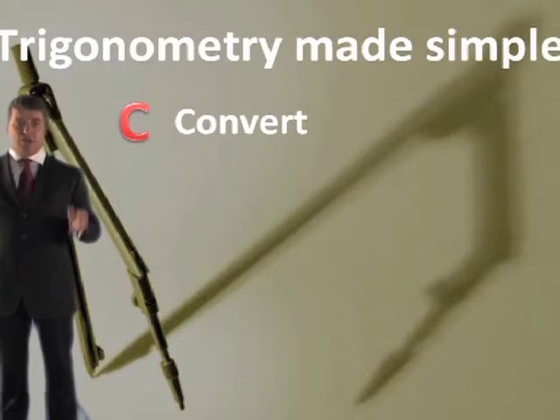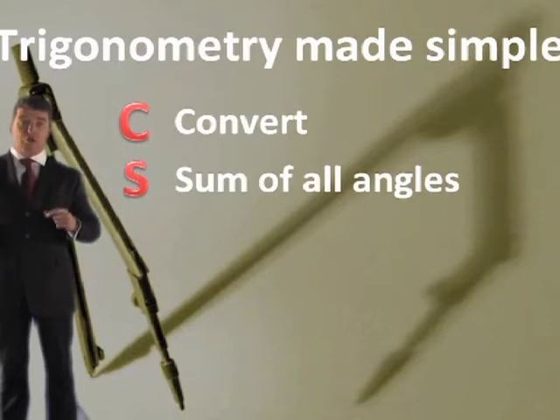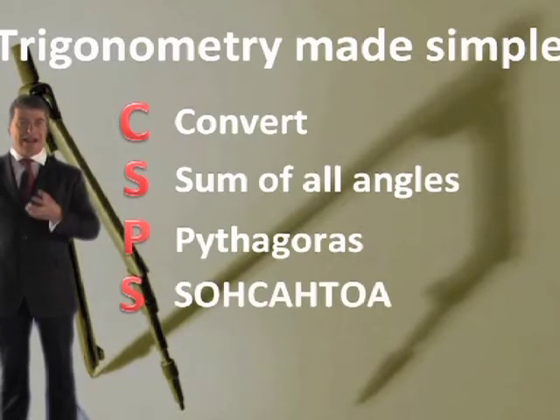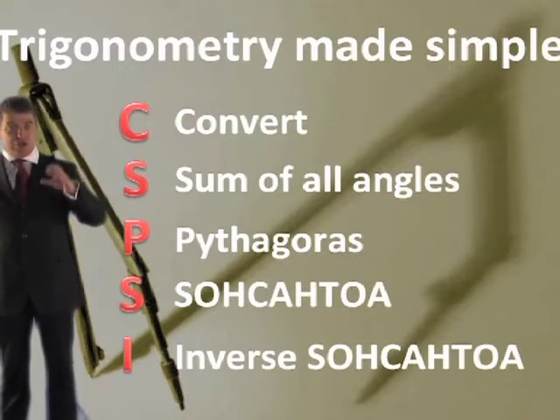The second thing you do, S, is get the sum of all angles. I'm going to come on to this. The sum of all angles helps you fill in other angles that are unknown. Then we're going to go through P, which is Pythagoras' theorem. Then we're going to use the principle called SOHCAHTOA. I'm going to go through it later and explain it to you. And the I is inverse SOHCAHTOA. In other words, it's a different principle when you don't know certain things.